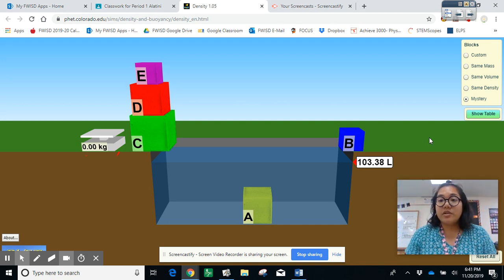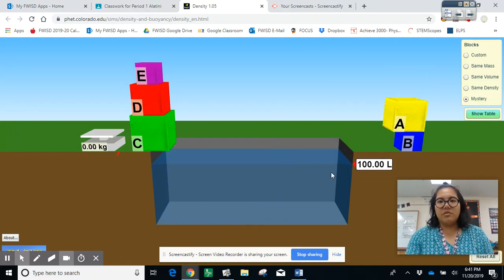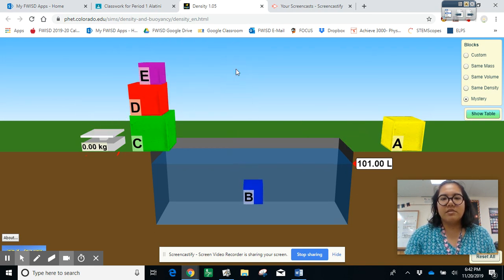So now what you are going to do is you're going to play around. You're going to take out A. Oops, where did A go? Oh, there it is. And you are going to do B, put it on the scale, put it in the water. Does it sink or float? Okay, find the density and then find the material.